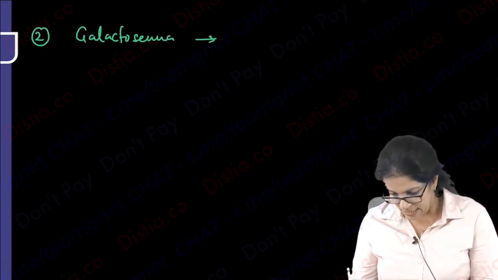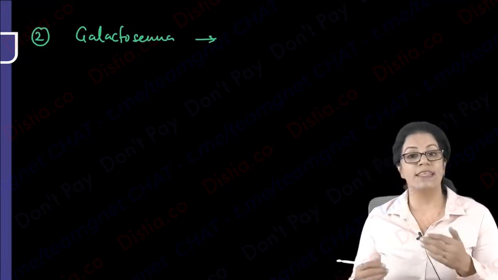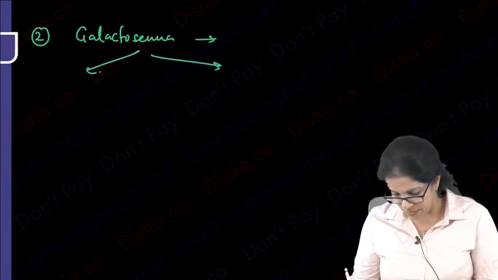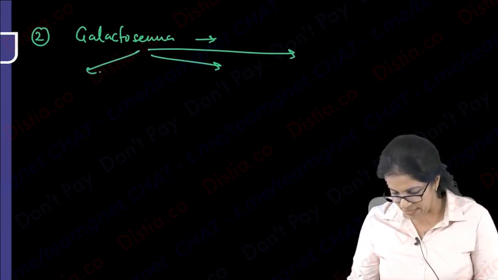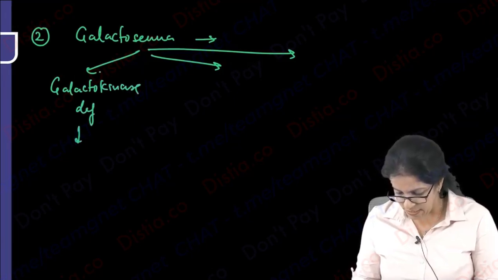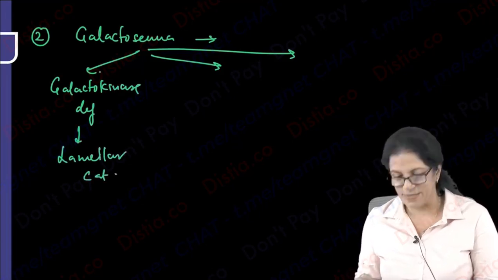Galactosemia can occur due to galactokinase deficiency or GPUT deficiency. What type of cataract? We are going to learn 3 important things. If it is due to galactokinase deficiency, this will lead to lamellar cataract. Please make the arrows and write, it helps.